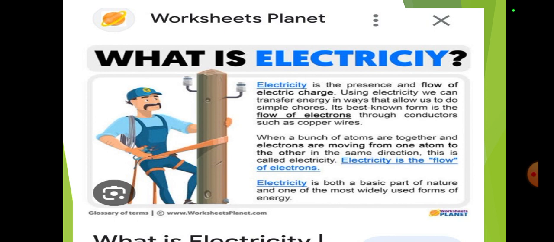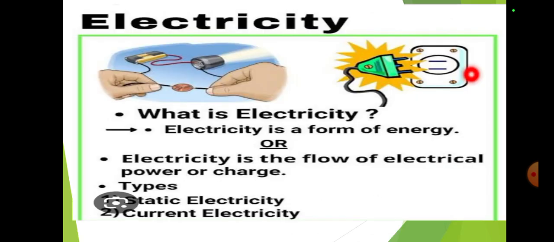Because of copper, when a bunch of items are together and electrons are moving from one item to another in the same direction, it is called electricity. Electricity is the flow of electrons. Whenever electrons flow in an atom, that is called electricity. Electricity is both a basic part of nature and the most widely used form of energy in our daily life.